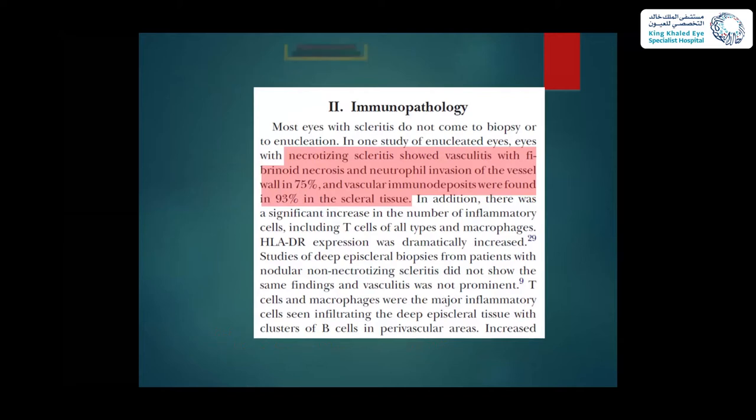And this is why, in a way, we say that the sclera has a peculiar type of inflammation, because the vessels that cause necrotizing scleritis have a sort of vasculitis, and that will cause necrosis. And that was shown in autopsies. When they did autopsies on some of the patients who had scleritis, they found that the main cause of destruction of the sclera was vasculitis.